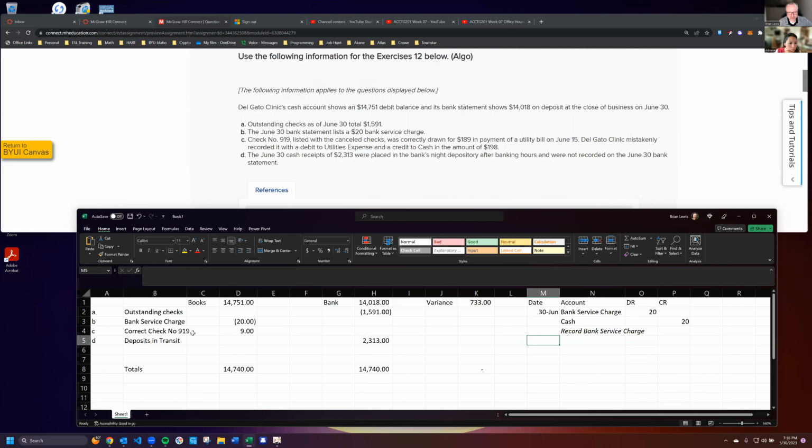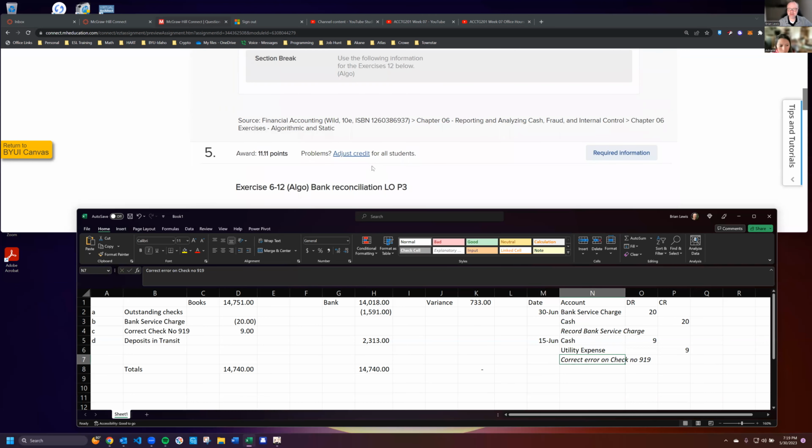And then the other one, you have to correct the check number 919. That was on June 15th, so that'd be 615. It's a utility bill, so it's utility expense. But we're putting money back into the bank account. So let's do it for the debit first. $9 and utility expense is $9, and we put in correct error on check number 919, right? And those are your two journal entries to make these corrections that are right here.